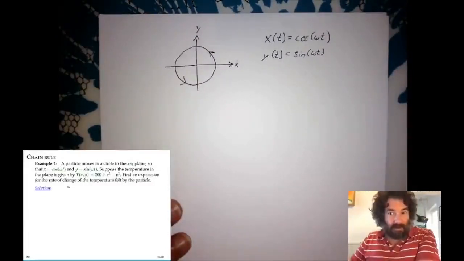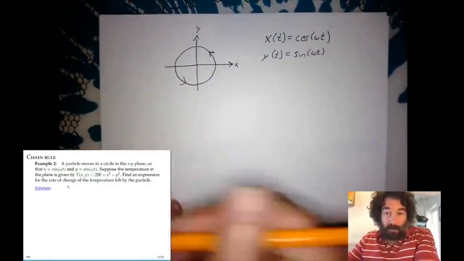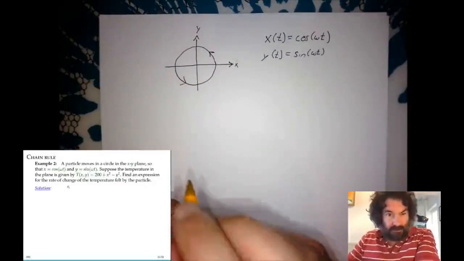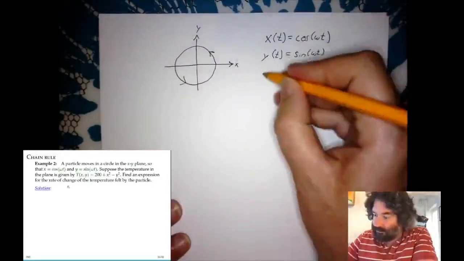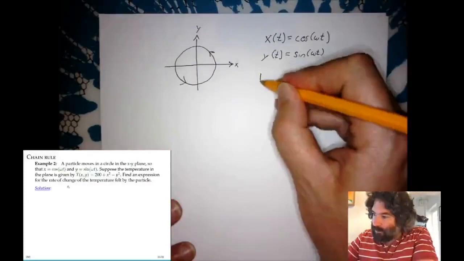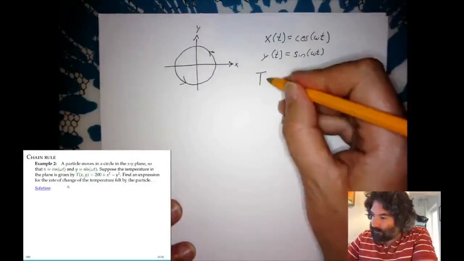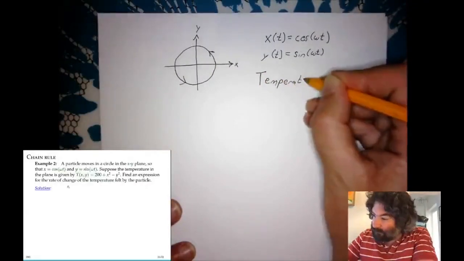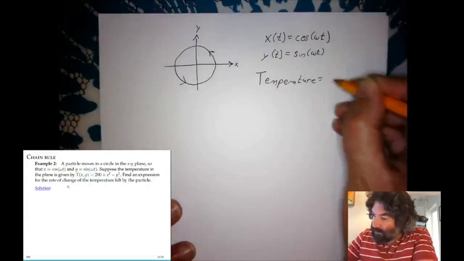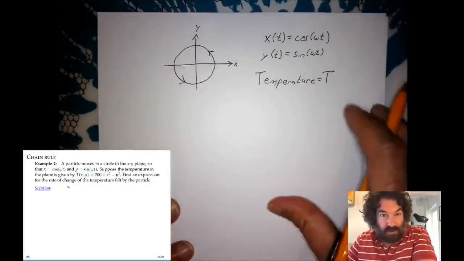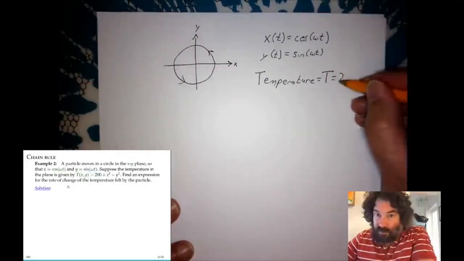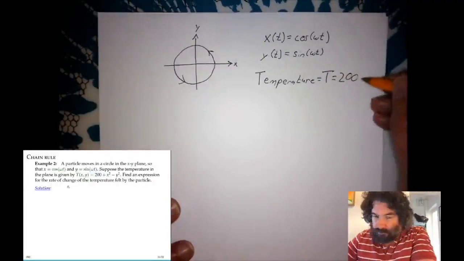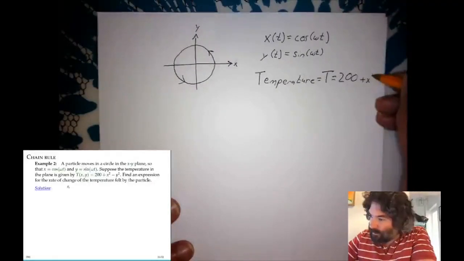And then at different places in space in the xy plane, there are different temperatures, as stated in the example. So the temperature T is a function of x and y, and it's 200 plus x squared minus y squared.